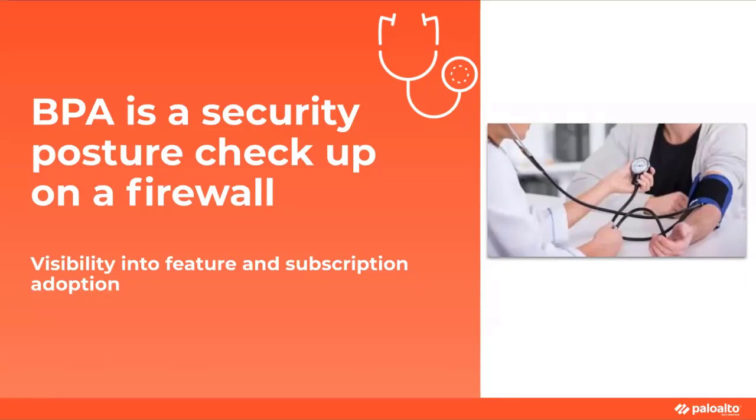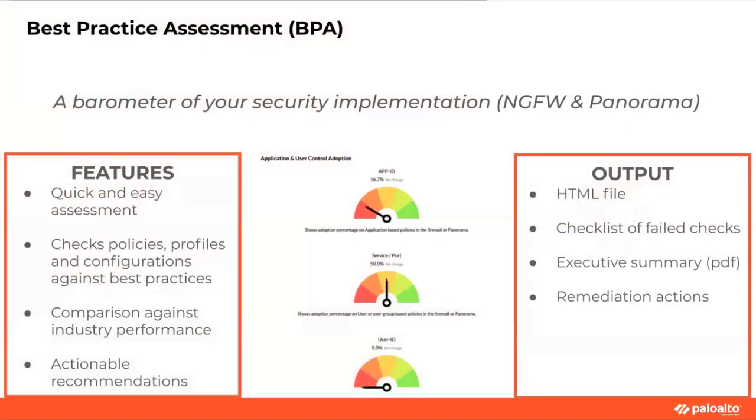As we look at the BPA, it is a security posture analysis for your next generation firewalls or your Panorama, created by Palo Alto Networks. It's a very quick assessment that you can run self-service through the customer support portal and other options, which we'll discuss later. Right now, there are over 200 best practice checks that are used to identify gaps in your security that could cause exposure to an attack.